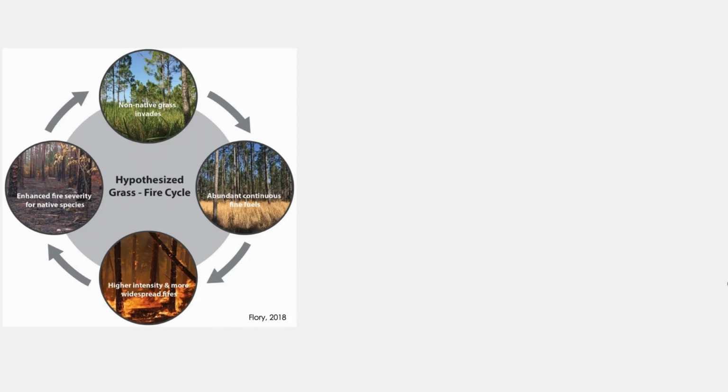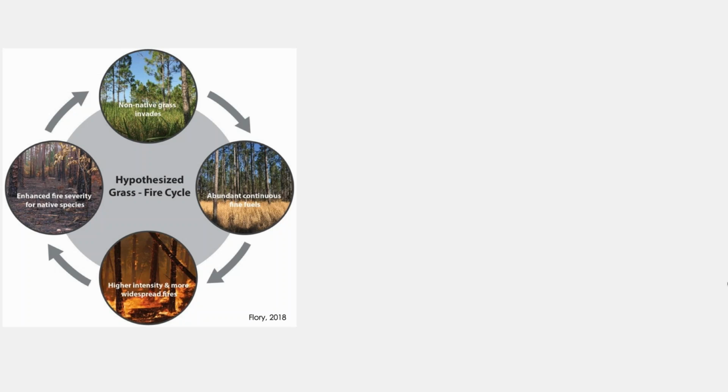So what we're trying to do now is to look more at the longer term picture. If we think about the grass fire cycle, where a non-native grass such as Kogan grass or Microstegium invades, it results in abundant, continuous fine fuels, higher intensity and more widespread fires, and therefore enhanced fire severity for native species, but relatively less damage to the invader. So then you can have this positive grass fire cycle.